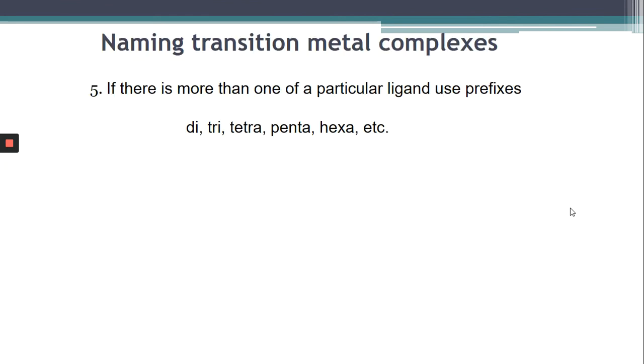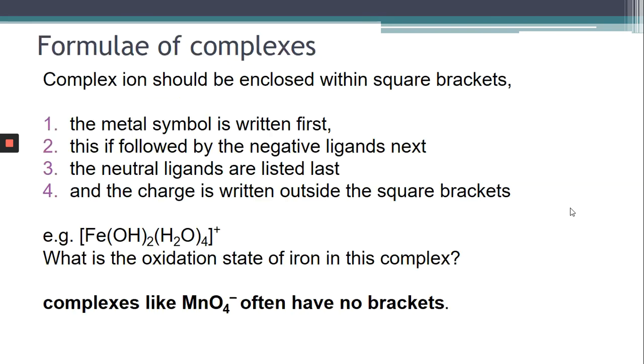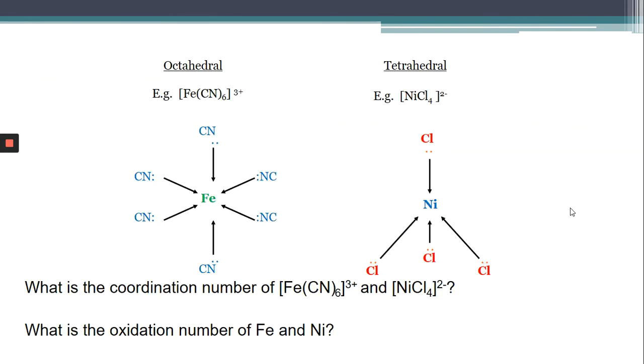Right, now if there's more than one of the ligand, we'd use the right prefix. So if we go back to this screen, we've got 4 chlorines. So they'd be chloro in terms of the name, but also we put tetra in front of it because we have 4 of them.